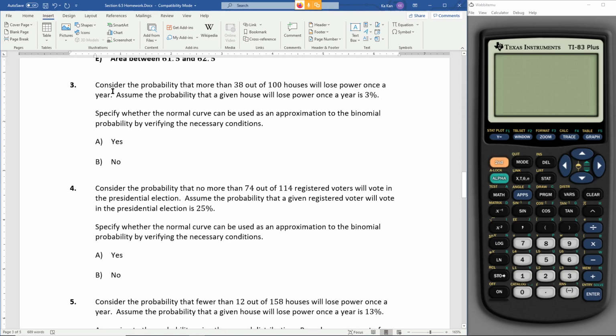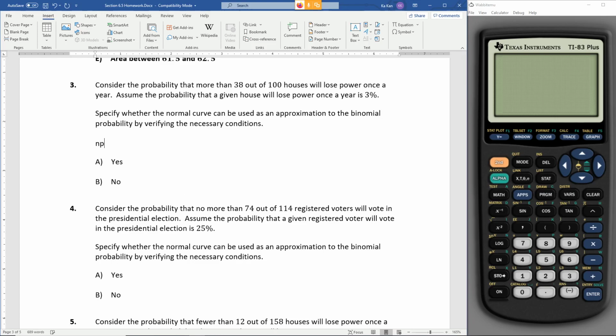So now let's look at this, number 3. Consider the probability that more than 38 out of 100 houses will lose power. And assume that the success rate, right, the losing power rate is 3%. Can we use binomial probability, or can we use normal distribution to approximate this guy? Well, the conditions are, you have 2 things. NP must be bigger than 10. And 1 minus P must be bigger than 10.